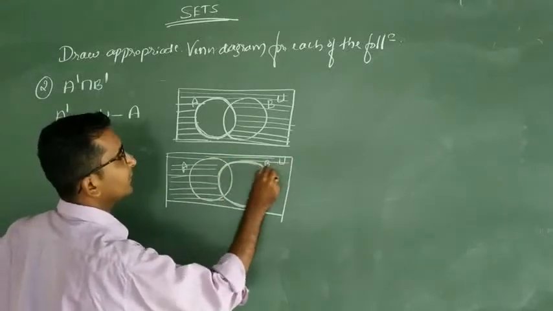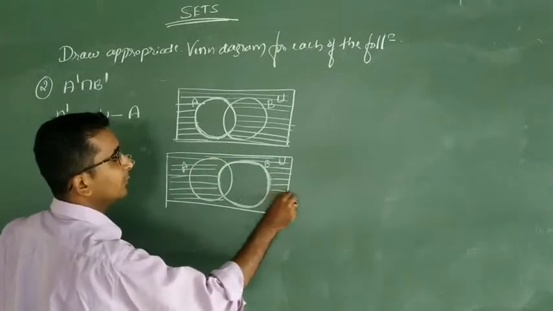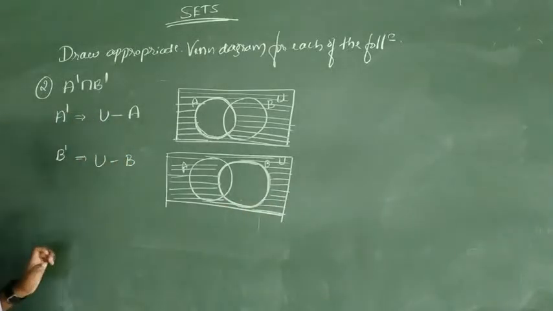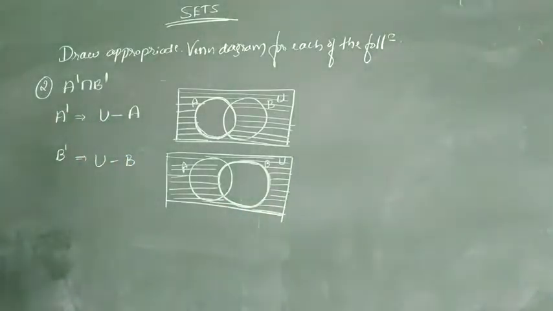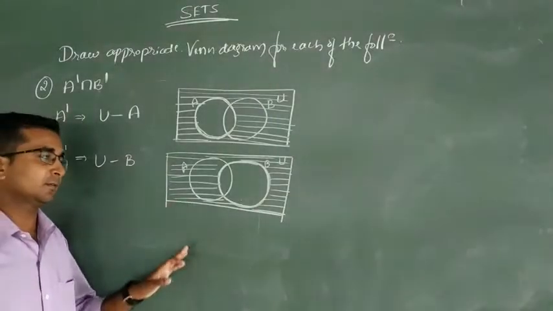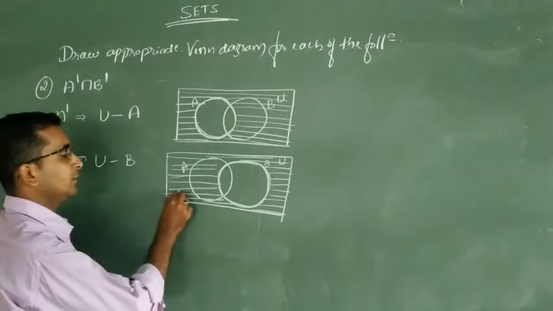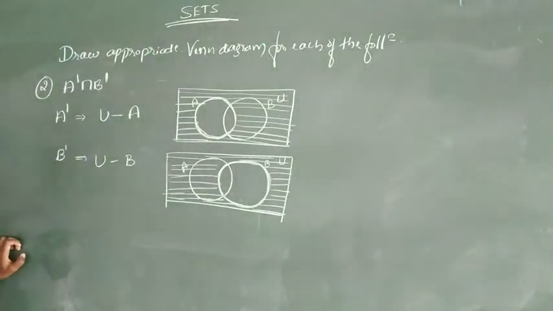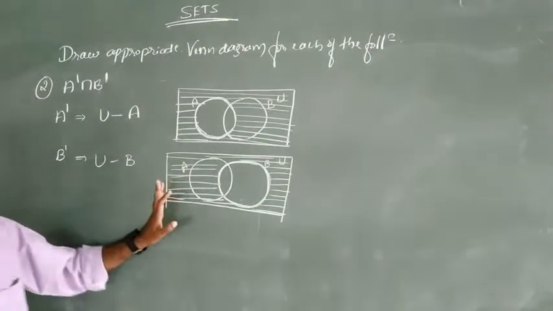Why are we considering A to be in the universal set? What is the meaning of universal set? Universal set is nothing but the set containing all the subsets. What comes inside the universal set? It includes all the subsets. Getting it? So what comes there?